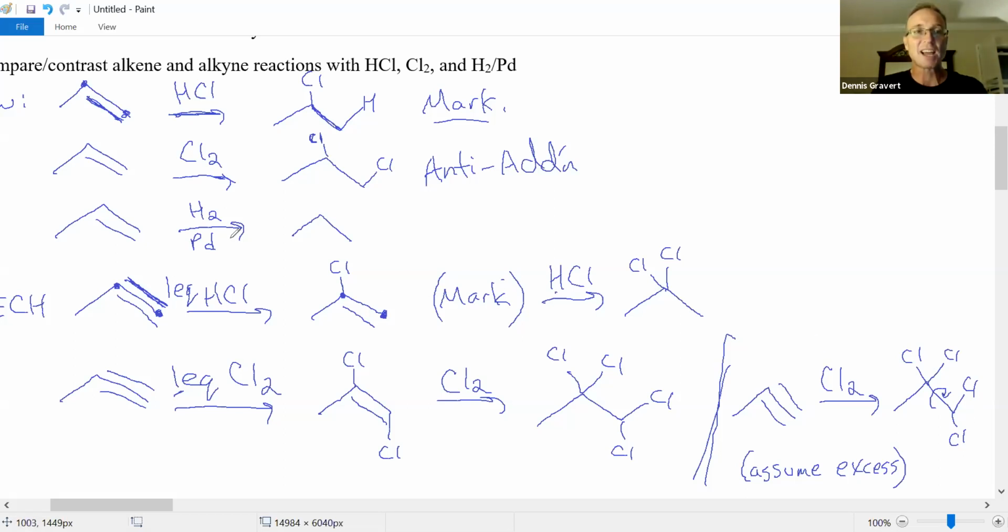All right, last reaction, hydrogenation. That happens by syn addition. Just as a quick reminder, if we had cyclohexene, or let's do 1,2-dimethylcyclohexene, treated with hydrogen gas, maybe I'll put platinum this time, doesn't matter.